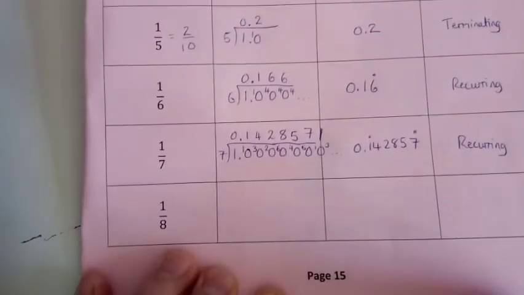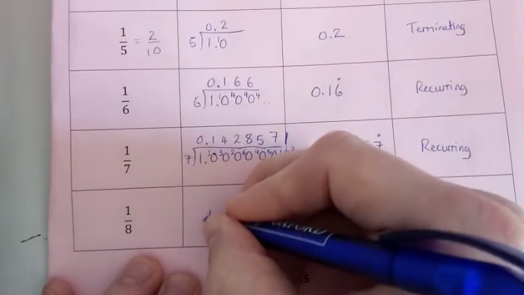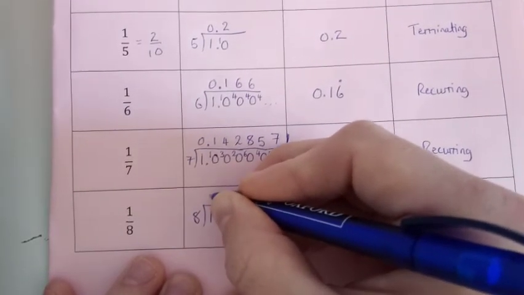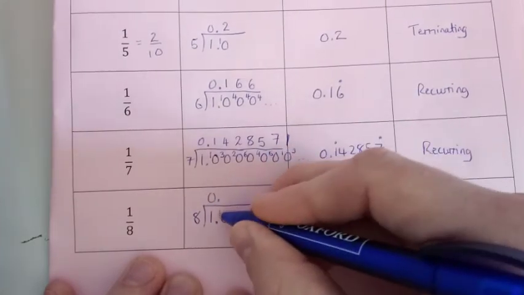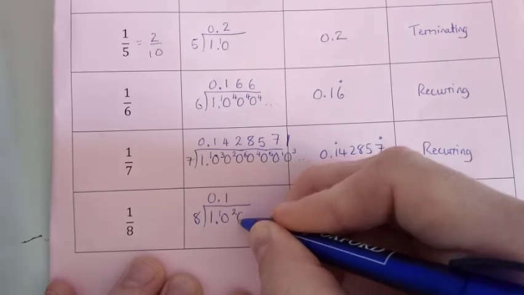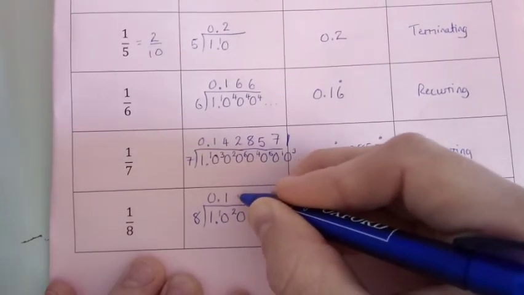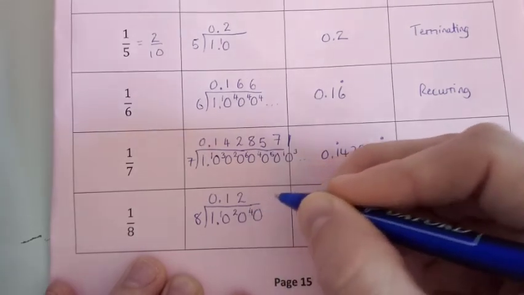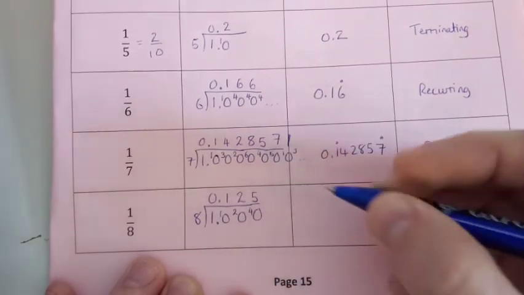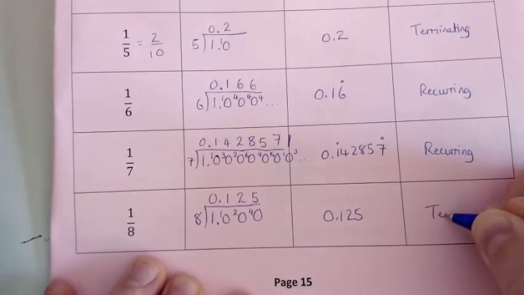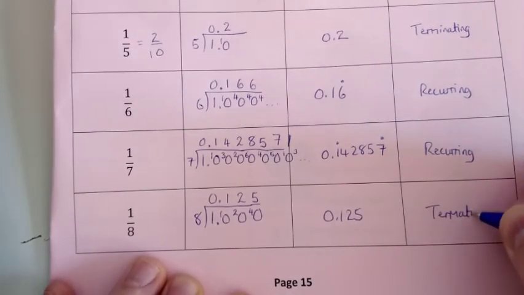And finally 1/8, so 1 divided by 8. How many 8's go into 1? 0. 1 there. How many 8's go into 10? 1, with 2 remaining. How many 8's go into 20? 2 8's are 16, 4 remaining. How many 8's go into 40? 5, and it stops there. So 0.125, so therefore 1/8 is a terminating decimal.